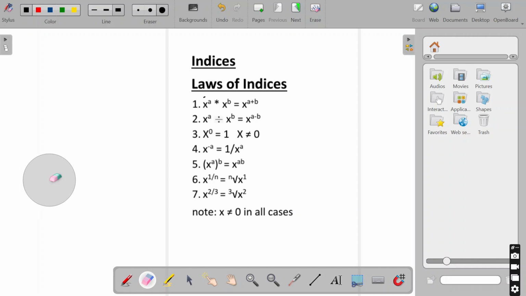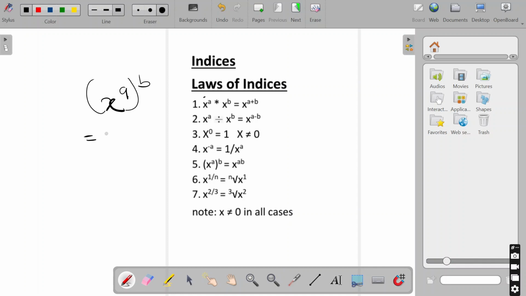So I will stop at the 5th law. In my part 2, I will deliberate more on the 6th and the 7th law. So let's quickly go into the 5th law of indices, which says that x raised to power a in bracket b, something like this.